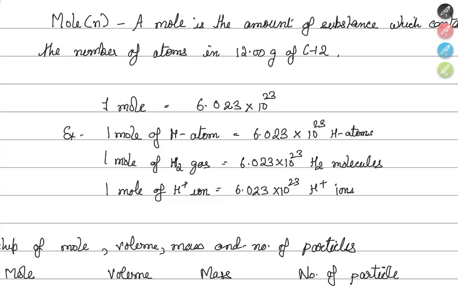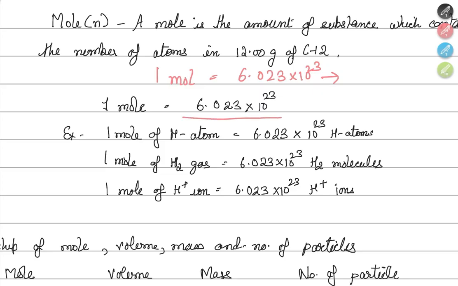Let's begin. Mole is nothing but a collection of particles, like we have been studying in mathematics, a dozen. Now, a dozen is a collection of 12. It can be 12 pieces, 12 bananas, 12 books, 12 pencils, anything. Similarly, a mole is also a collection of particles. One mole is a collection of particles equal to the number 6.023 × 10^23. This number is known as Avogadro number.